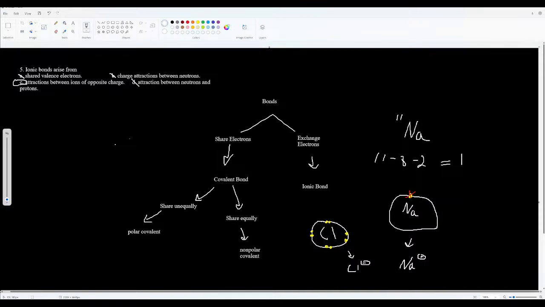Ions of opposite charge, they like to hang out together now. Right? That's what it is. It's as simple as that.